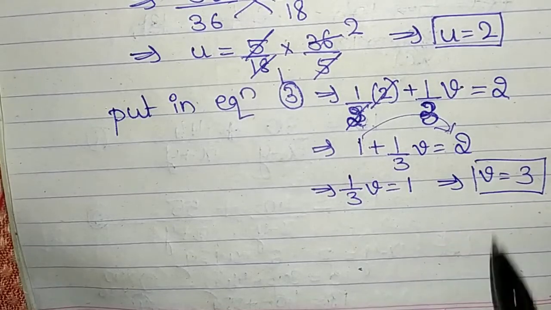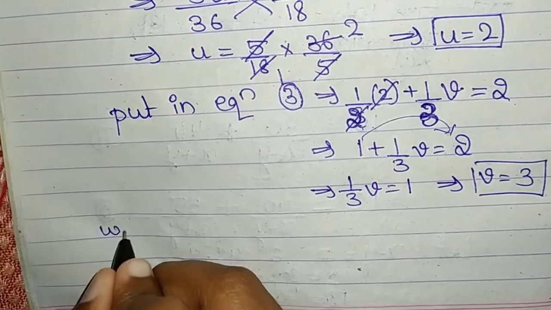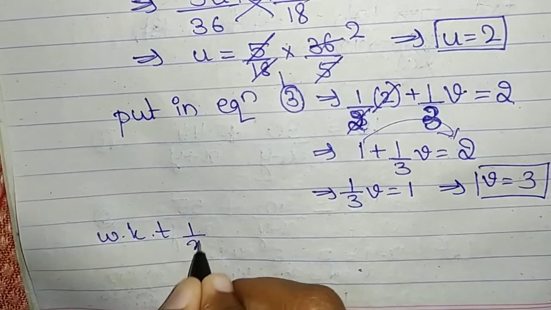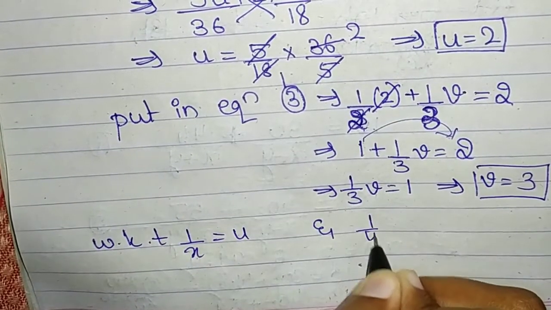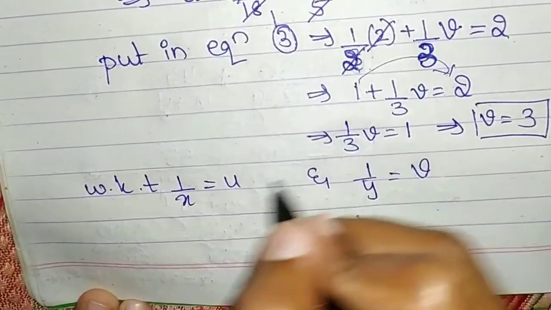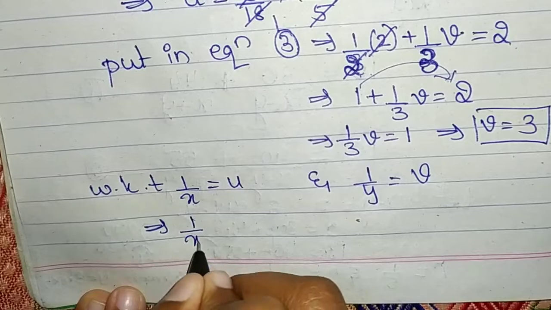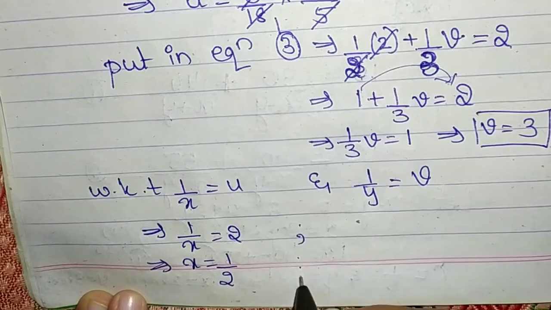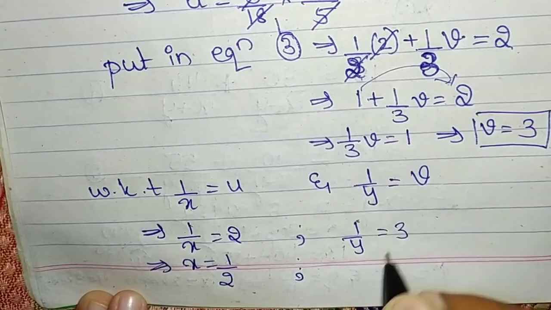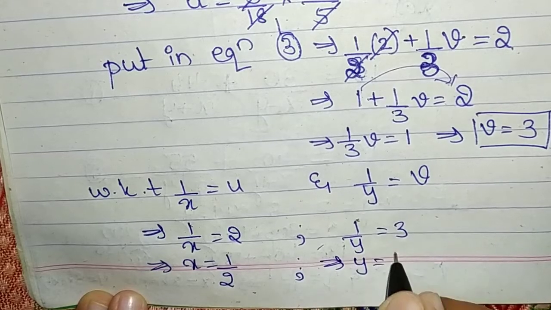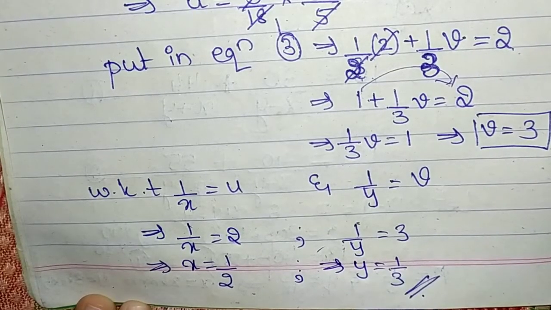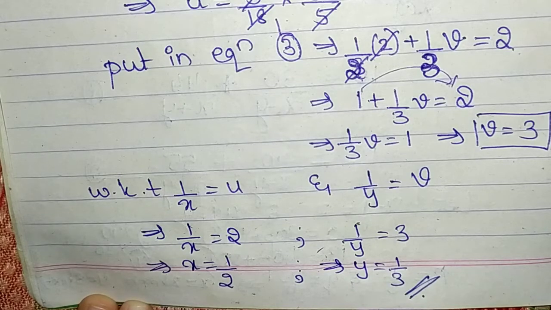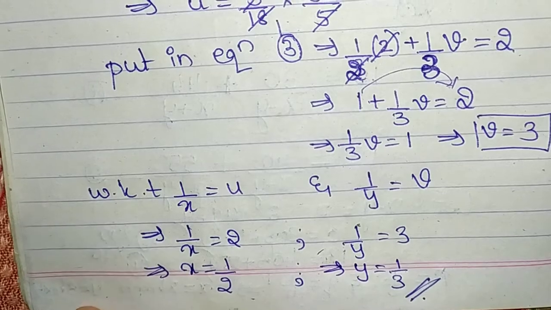So since we found u and v, we have to find x and y now. We know that 1 by x is equal to u and 1 by y is equal to v. So u is 2, this implies 1 by x is equal to 2. This implies x is equal to half. Similarly, 1 by y is equal to 3. This implies y is equal to 1 by 3. This is the required solution: x is equal to half and y is equal to 1 by 3. This is the solution to the very first question of your exercise 3.6, main question 1, sub question 1.